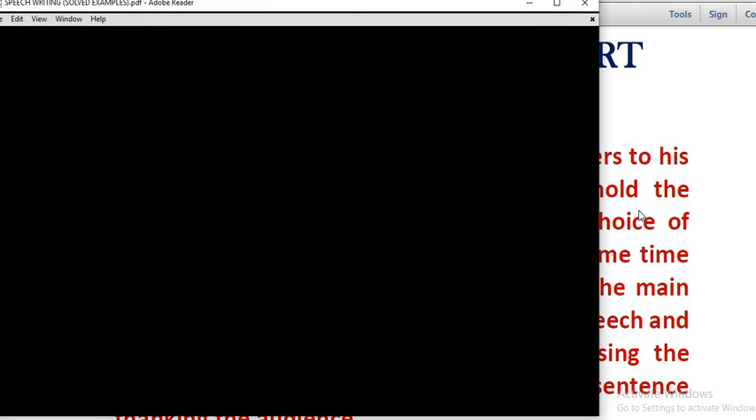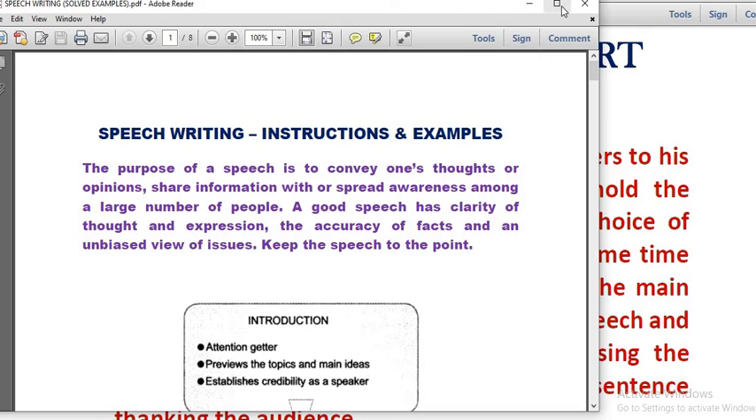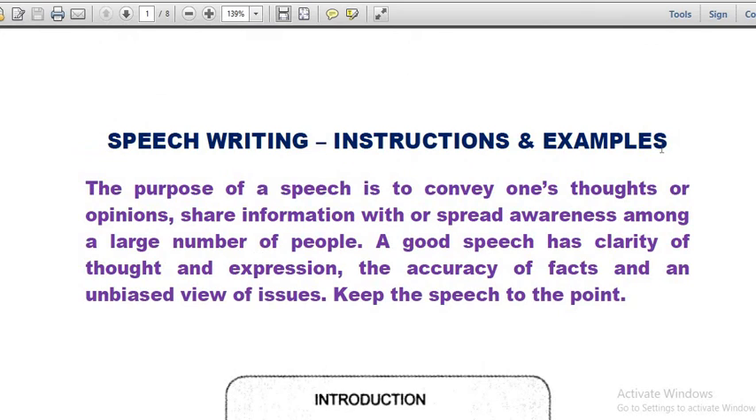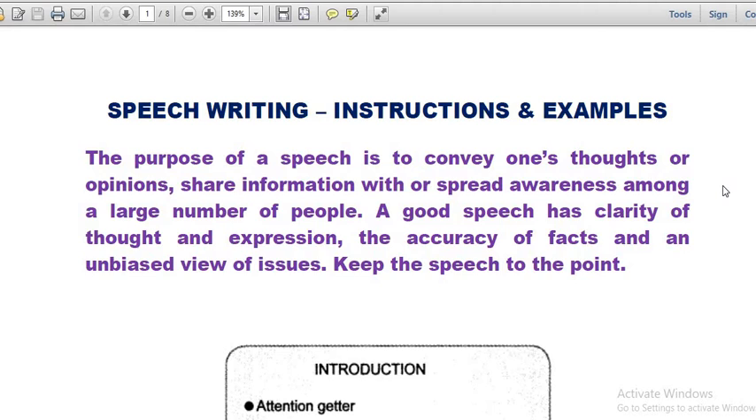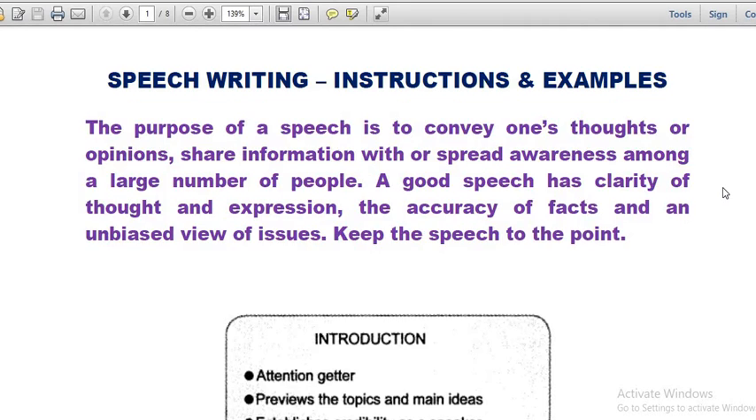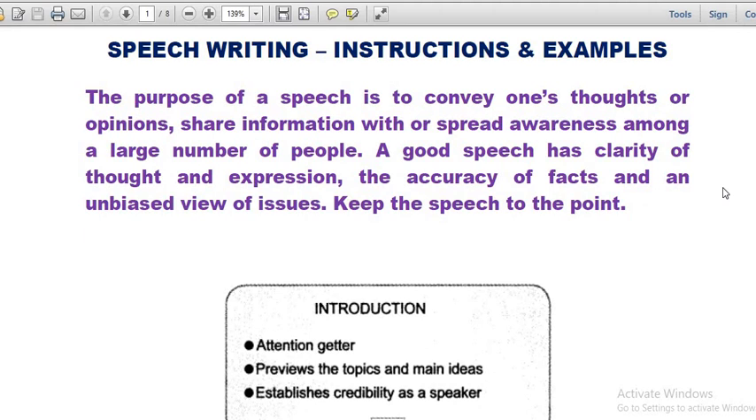So let us now move on to another important part. I guess it is visible to all of you. Is it visible? Can you all see it? Speech writing, instructions and examples. Please clarify. Yes, okay, thank you. So let us move on with this now. I will be discussing a few examples, but before that, whatever we learned till now, let us see whether we have formed a concrete idea regarding that or not.